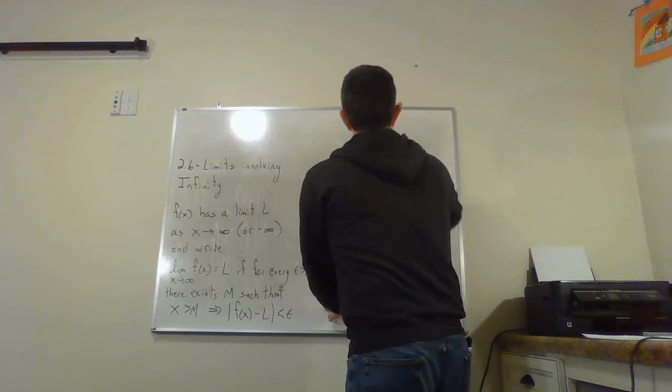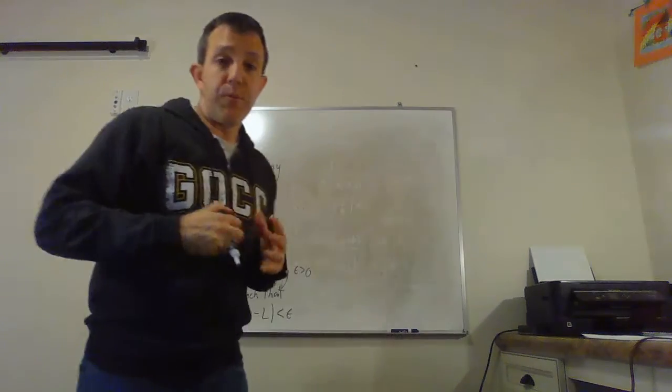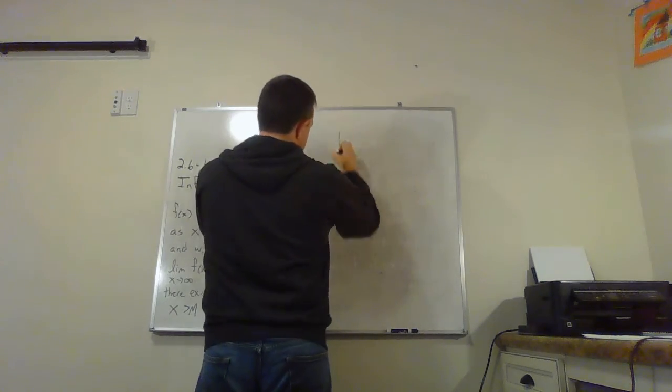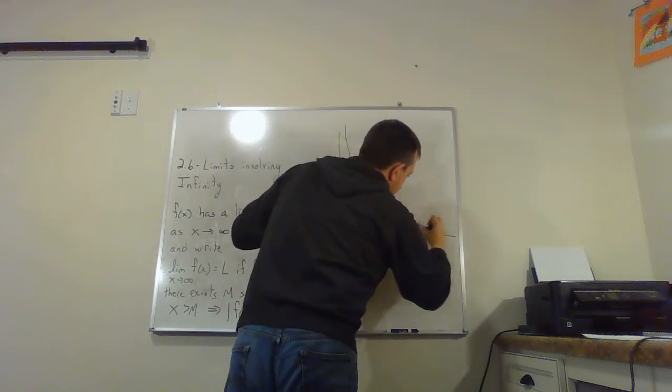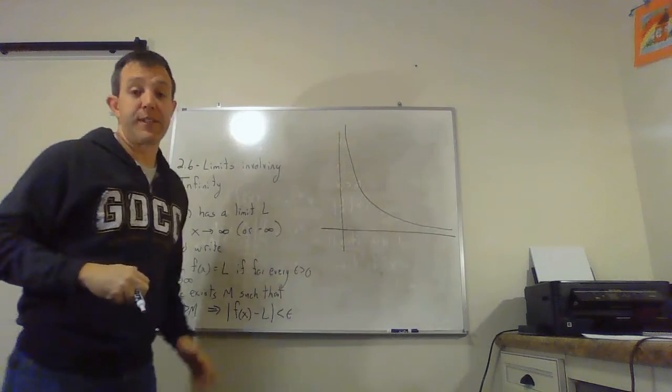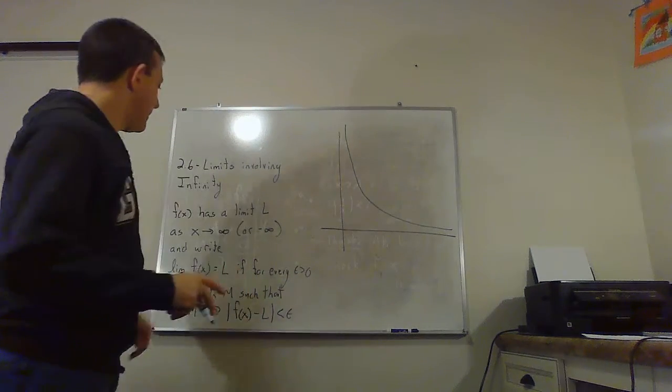Now, I don't like what I had on the board, so I'm going to get rid of that. I want to draw a picture here. So let's just sketch something that's in the first quadrant. This is probably a graph of like 1 over x, something like that. And actually, we're going to look at 1 over x here in just a minute. So the idea is this.